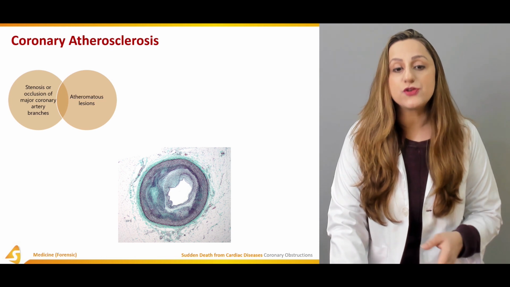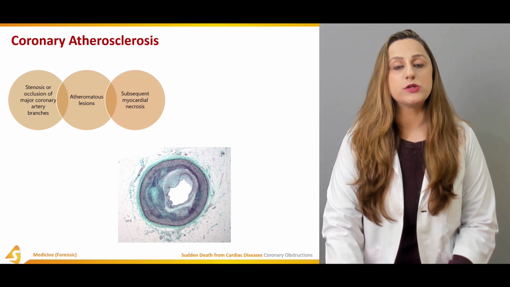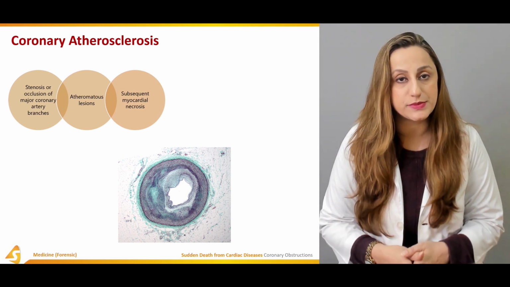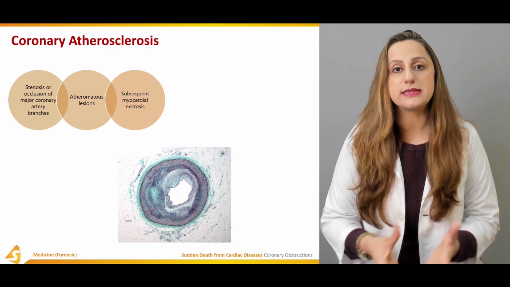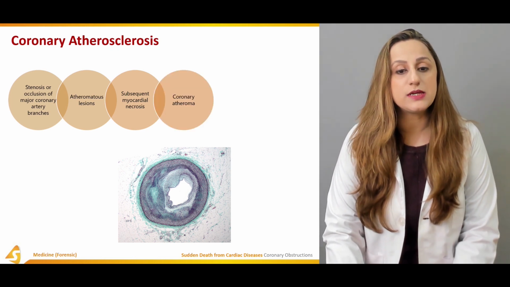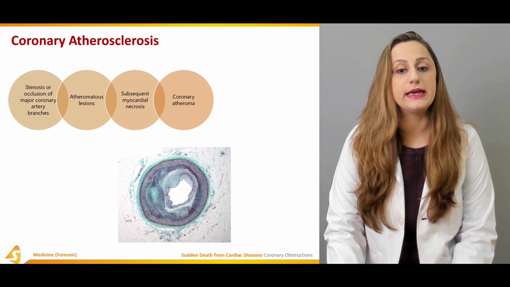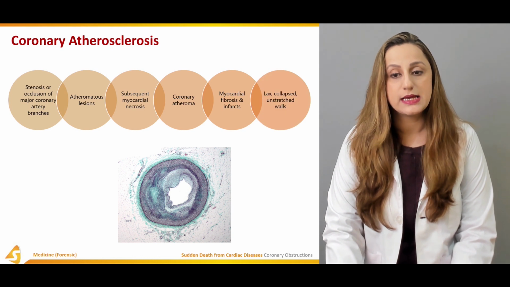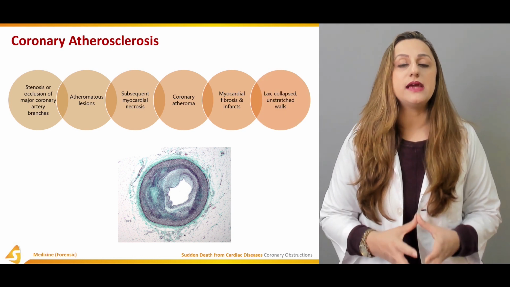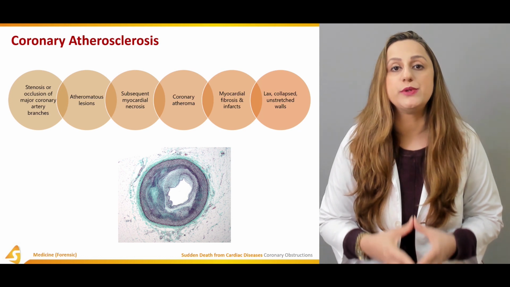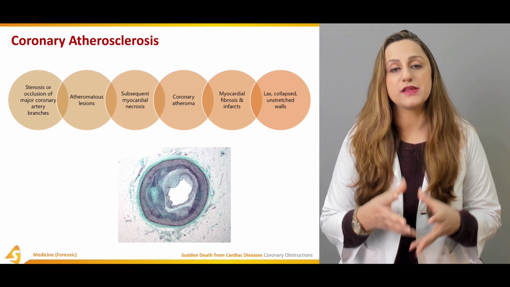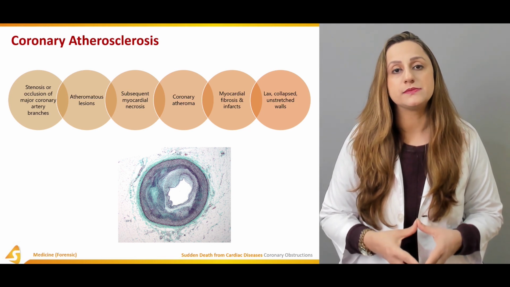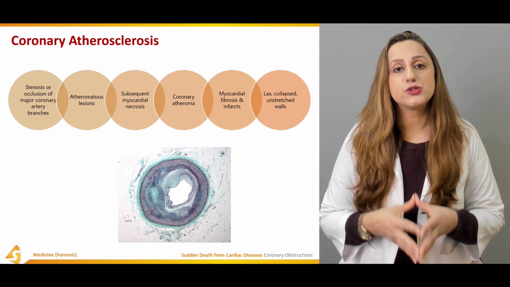It can be an atheromatous lesion, and subsequent myocardial necrosis occurs after these atheromatous lesions have been formed, because of course there will be a compromised blood supply. So we'll have subsequent myocardial necrosis followed by coronary atheromas, myocardial fibrosis and infarcts. There'll be lax, collapsed, unstretched walls of the vasculature found. So all of these findings are going to indicate that there was some sort of compromised blood flow to the cardiac tissue.